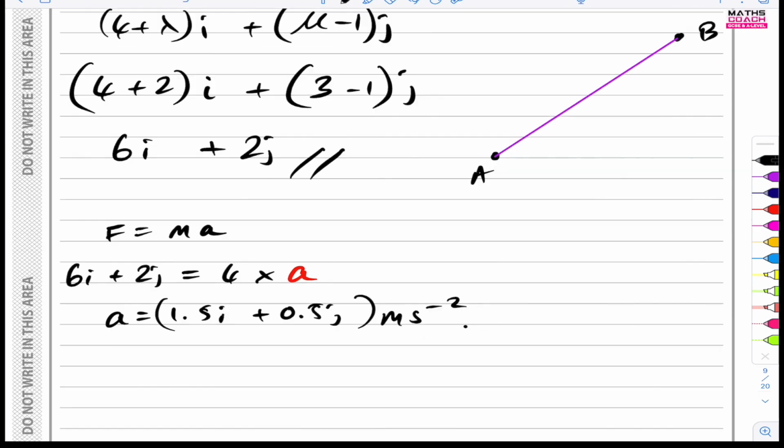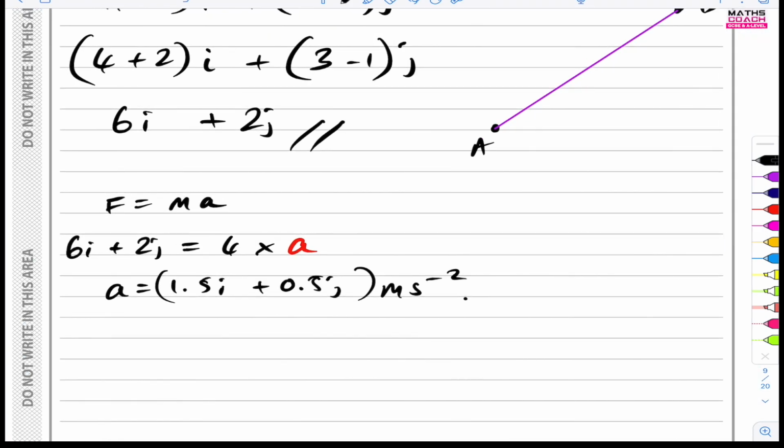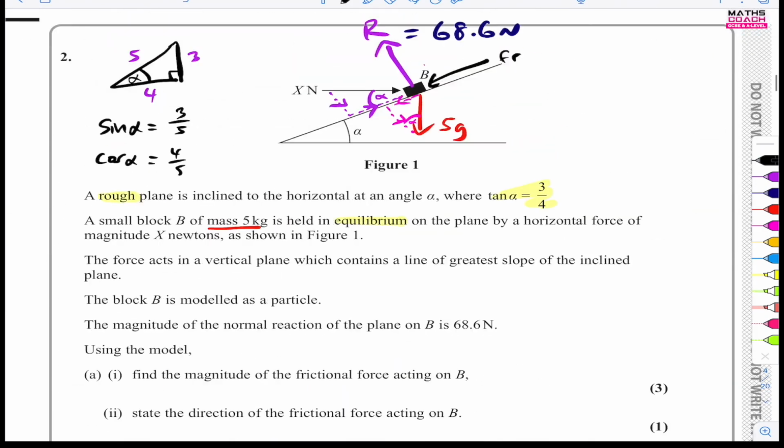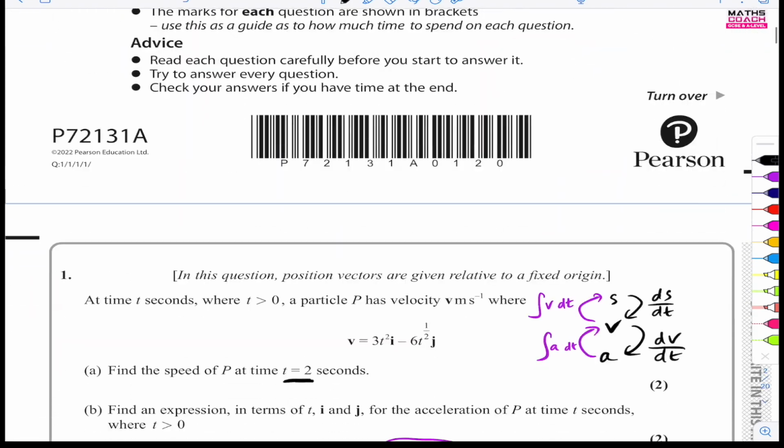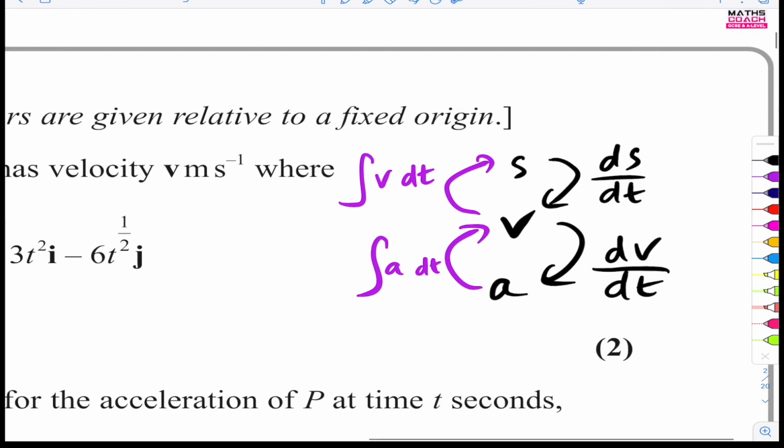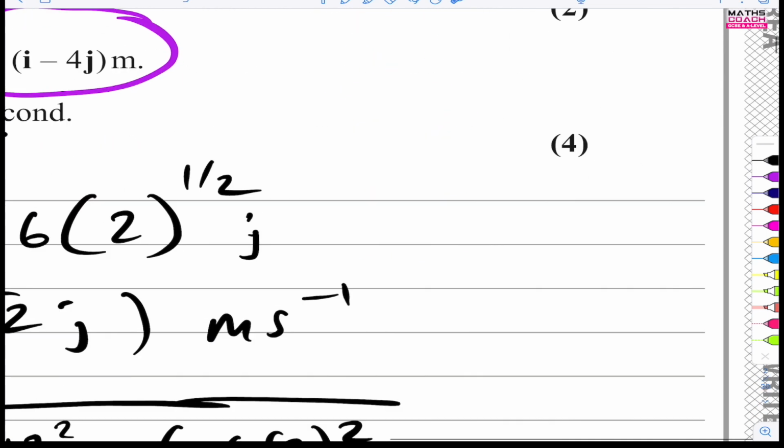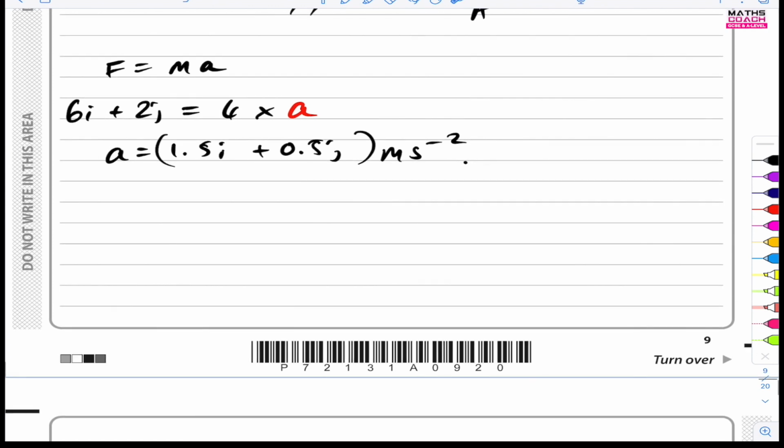Now, why did we find acceleration? If you go back to the first question that we did up here, if we have an expression for acceleration, we know that we integrate once to get v, integrate v to get our s, a displacement formula. So we now have found an expression for a, so we can integrate that twice to find our displacement formula. So going back to this, we are going to find s by integrating twice.